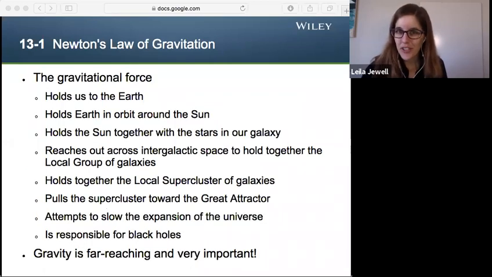So this gravitational force holds us to the Earth, holds the Earth in orbit around the Sun, holds the Sun together with the stars in our galaxy, reaches out across intergalactic space to hold together the local group of galaxies, holds together the local supercluster of galaxies, pulls the supercluster toward the great attractor, attempts to slow the expansion of the universe, and is responsible for black holes. In other words, gravity is quite far-reaching and very important. And now we get to take a closer look at what gravity actually is, besides the fact that it's just always there and always trying to bring us down.